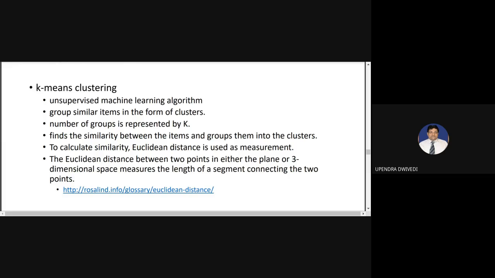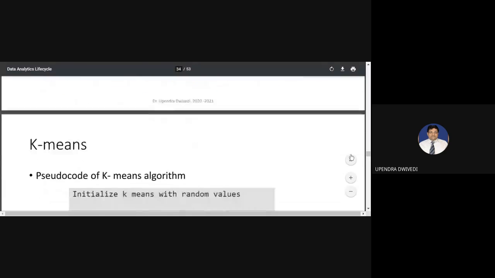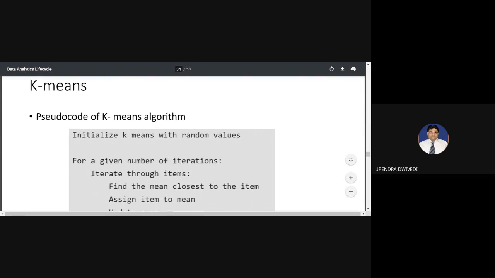To calculate similarity, Euclidean distance is used as a measurement. If you define the Euclidean distance, it is the distance between the 2 points, either in the plane or xy axis or three-dimensional space. It measures the length of the segment connecting the 2 points. For further discussion about the Euclidean distance, you can follow this link where you can get more information about it.